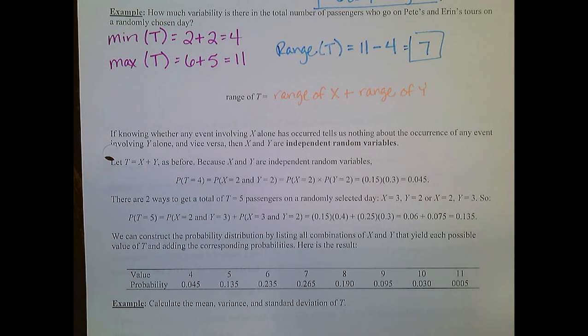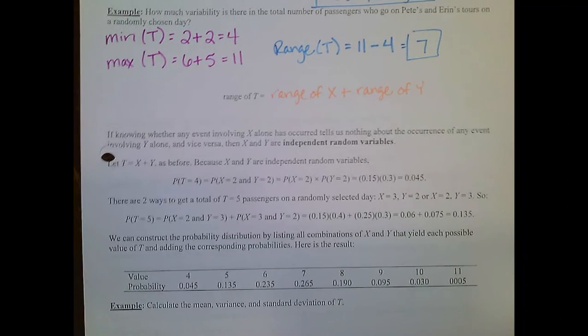So let T equal X plus Y just like before. X and Y would be independent variables because we're talking about tours in separate parts of the country. The number of passengers that we have in one area for one tour would have no effect on the number of passengers in another area. So X and Y are both going to be independent random variables. We could come up with the probability for each of the possible combinations or values of T. We know that the minimum is 4 and the maximum is 11, so we could look at the probability for each of those individual outcomes.